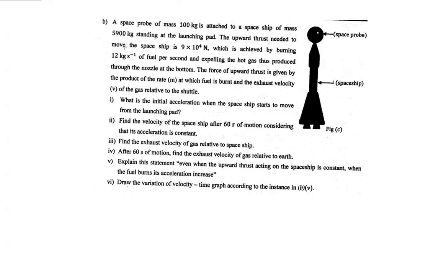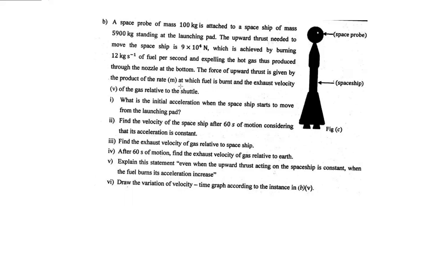The upward thrust needed to move the spaceship is 9 × 10^4 newtons, which is achieved by burning 12 kilograms per second of fuel and expelling the hot gas thus produced through the nozzle at the bottom. Exactly like how a balloon goes up when you open the neck at the bottom. Hot air is released out, and it pushes the atmospheric air downwards. Therefore, according to Newton's third law, atmospheric air will give an upward force to the rocket. So the rocket will go up.